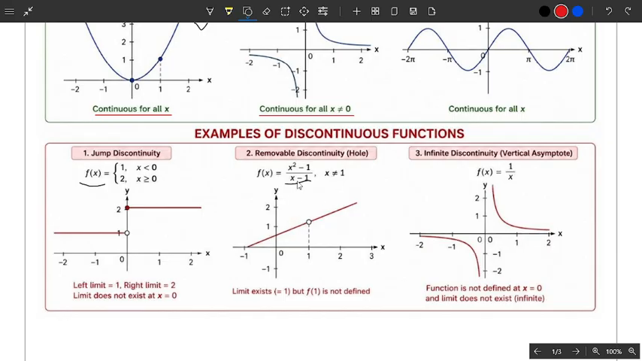But the limit does exist because you can simplify this one here. This difference of two squares, you can get x minus 1, x plus 1. Then x minus 1 will cancel out, then you have x plus 1. When you substitute 1 in, you get 1 plus 1, you get 2. So the limit does exist, but the functional value is not defined. And this is also another one. A function is not defined at x equal to 0. This is a rational function, so when it happens, it's not defined.